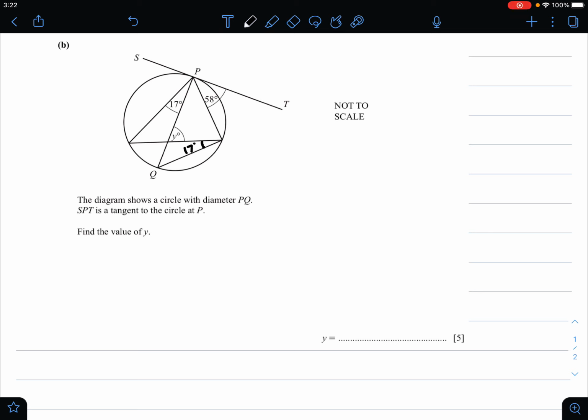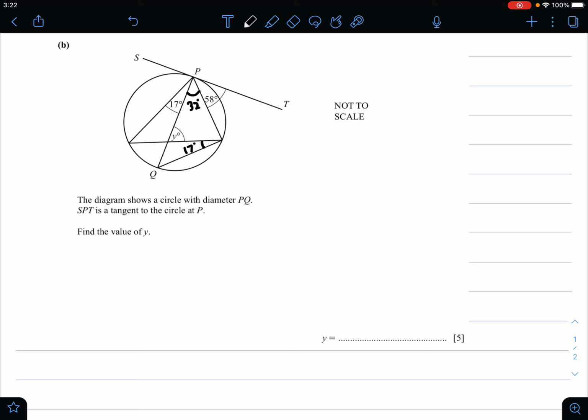Now we know that since SPT is a tangent at the point P, we can say that the entire part of this angle is 90 degrees as well, because the angle between the tangent and the radius is always 90 degrees, and since PQ is the diameter, it does include the radius, so therefore it will be 90 degrees. So therefore this part of the angle would be 90 minus 58. So 90 minus 58 is equal to 32 degrees.